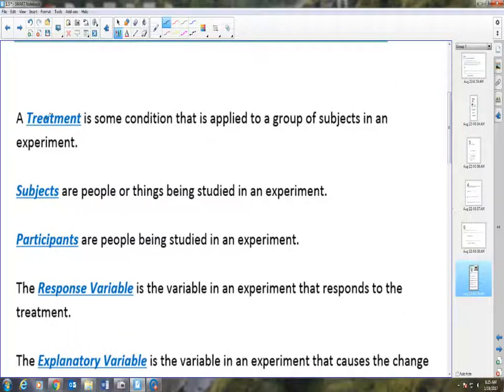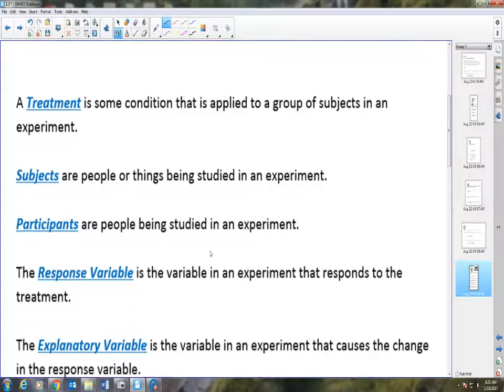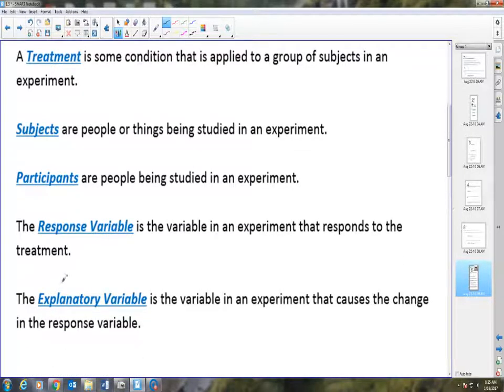All right, treatment is a condition applied to a group of subjects in an experiment. Subjects are the people being studied in an experiment. It can be people or things. Participants are people being studied in the experiment. What is so-called a response variable, all right, is the variable in an experiment that responds to the treatment.